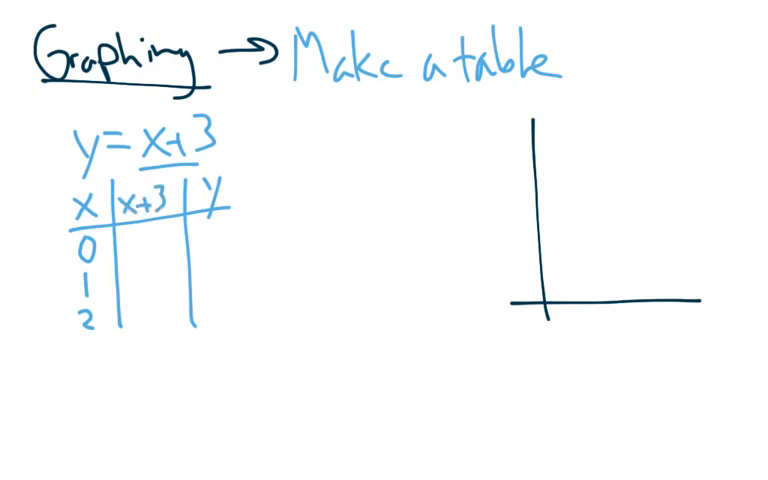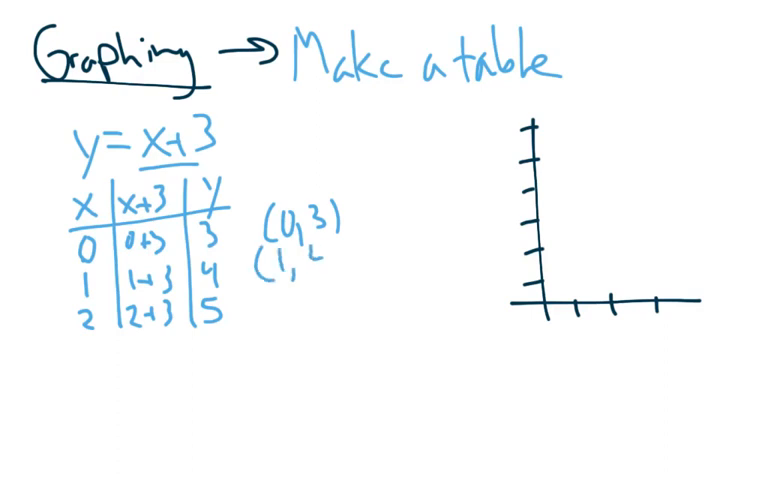So I take my 0, I plug it in, so I have 0 plus 3. Do the math, I get 3. 1 plus 3, I get 4. 2 plus 3, I get 5. Now I can go back to my graph and start plotting it, because what I have here are the points 0, 3, 1, 4, and 2, 5.